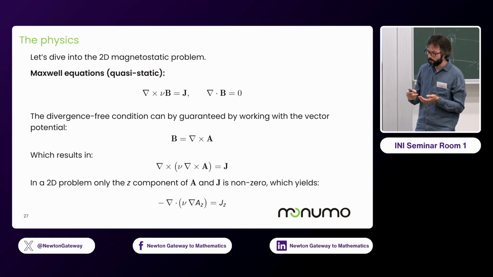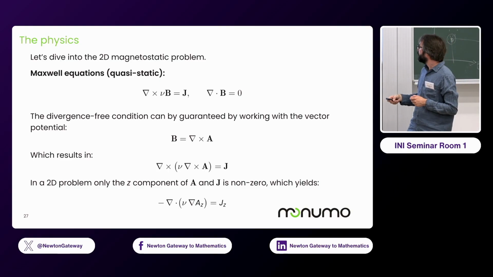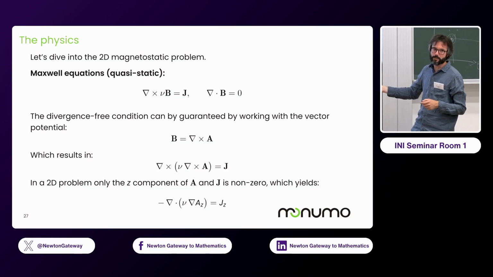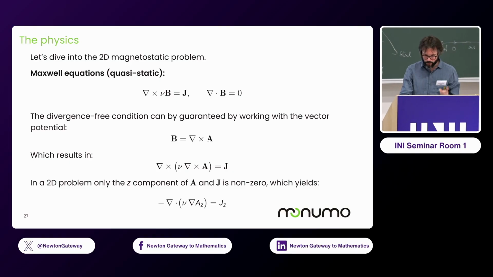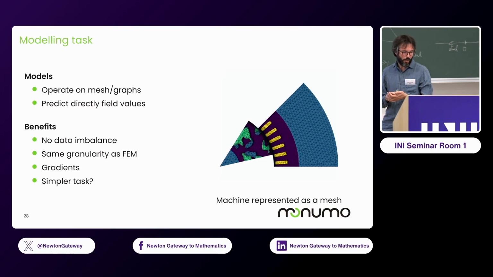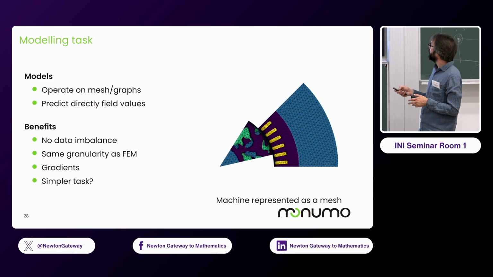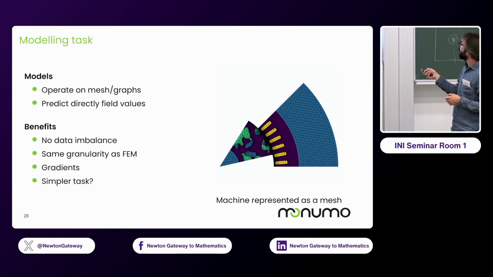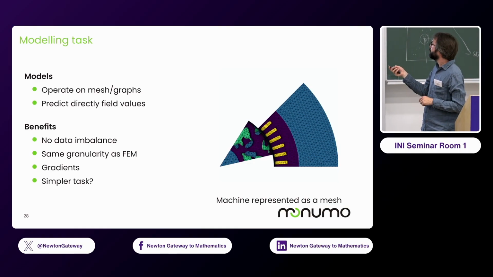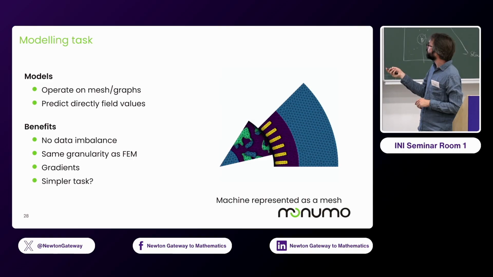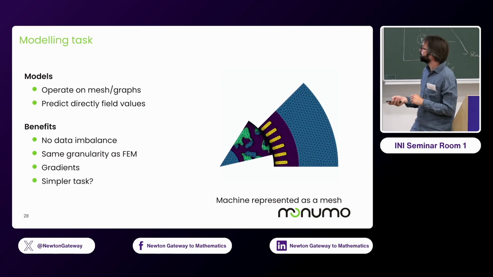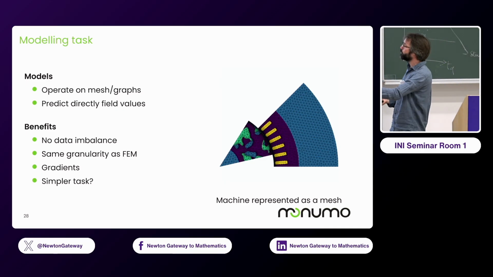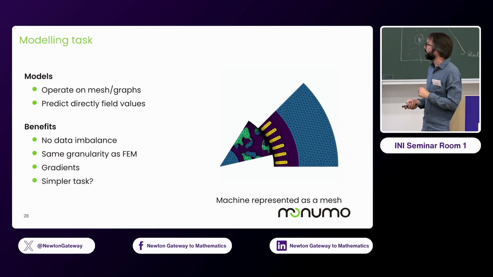And J will capture how much current you're putting into the coils. This derivation is without magnets, but in practice, if I were to add magnets, they would appear on the right-hand side here. So let's solve for A, the magnetic vector potential. The modeling task is we want models that will operate on meshes or graphs. So this will be the type of input. We have a mesher, we use Gmsh, that will mesh free-form geometry. You'll see different materials, and the stator is fixed in our experiments. And from there, you want to directly predict the values of the magnetic vector potential.